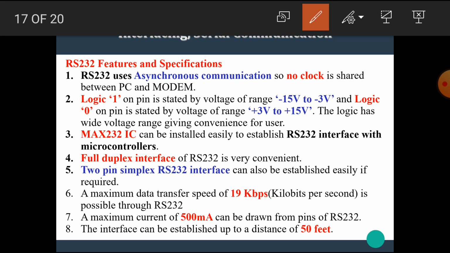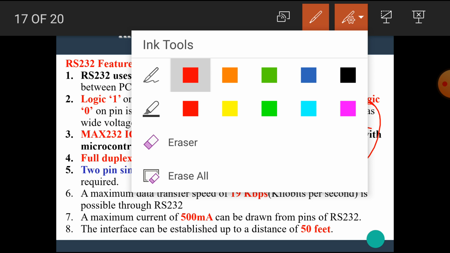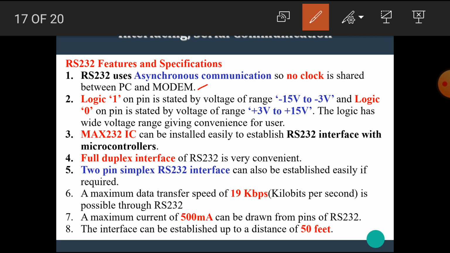Now let's see RS232 features and specification. The first one is that RS232 uses asynchronous communication, so no clock is shared between the PC and the modem. For asynchronous data transmission we do not require synchronization between transmitter and receiver. Hence no clock is shared between transmitter and receiver, that means the PC and the modem.